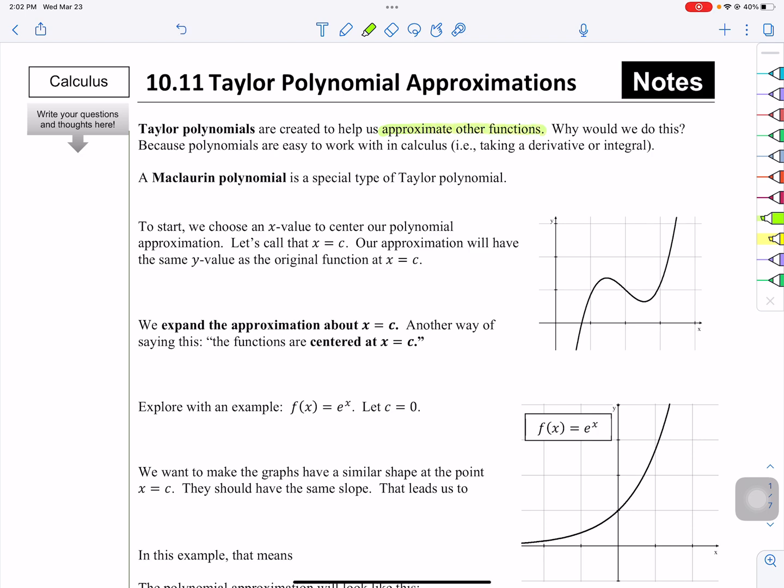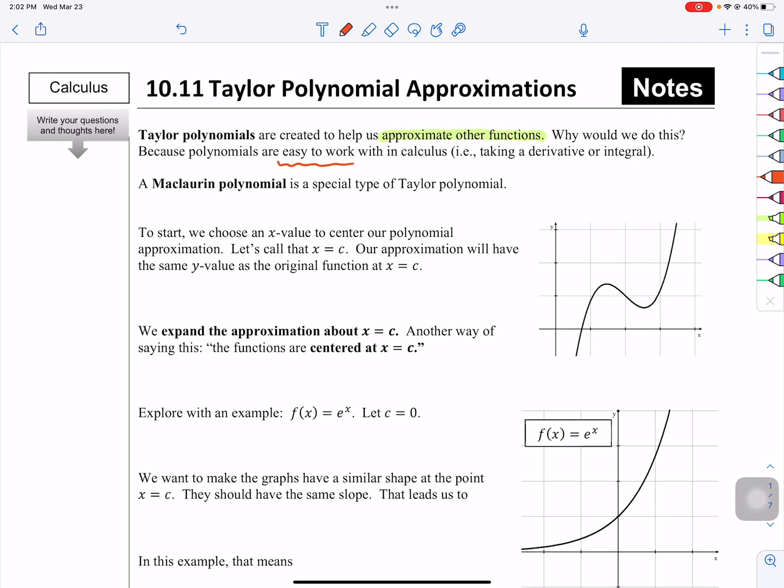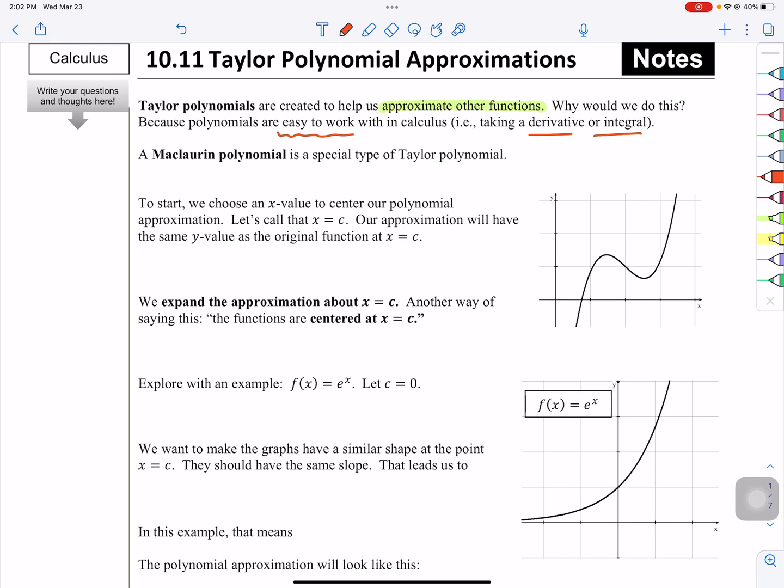Now, why would we do that? Why would we come up with a polynomial to approximate some other function? Well, we already know that polynomials are very easy to work with, especially in calculus. We can take the derivatives or integrate without an issue. This allows us to evaluate difficult functions with a very simple function.